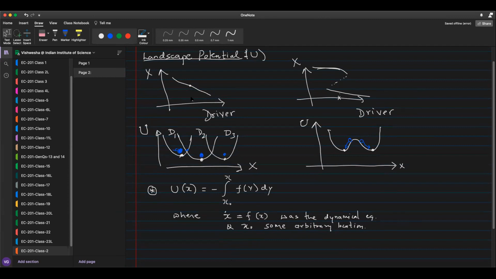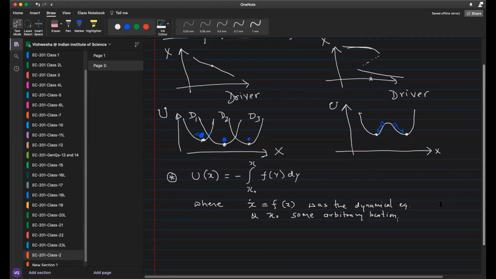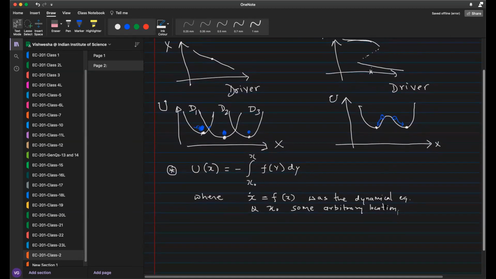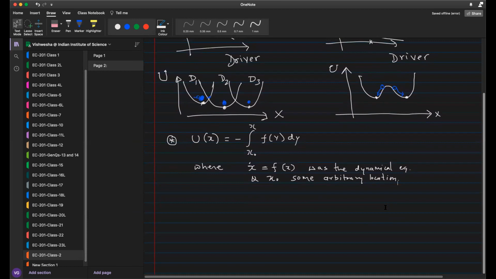I should go back and check. Okay. So it's basically, you just have to do the integration. I had told you that you can use Mathematica or any such tool to do the integration, and you will find that this u of x gives a mapping between the dynamical equilibrium and this landscape potential. It's not just hypothetical. You can actually say a few things mathematically, which I will not prove here. Once you define this function u of x this way, you can mathematically prove the following.